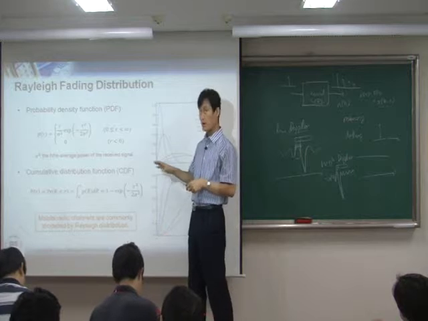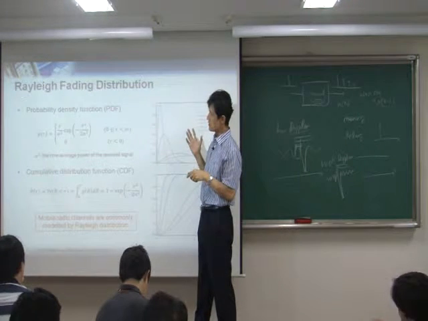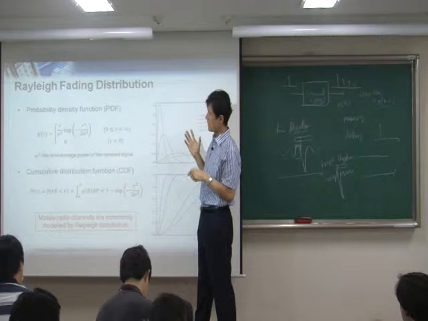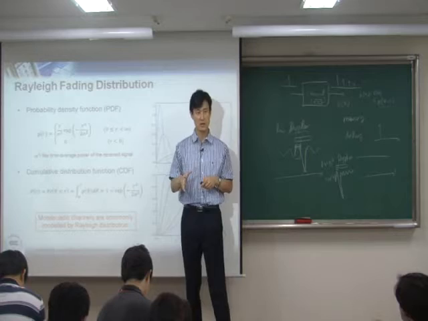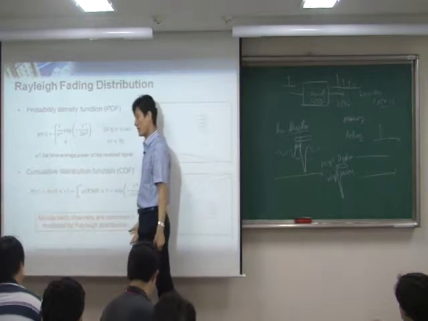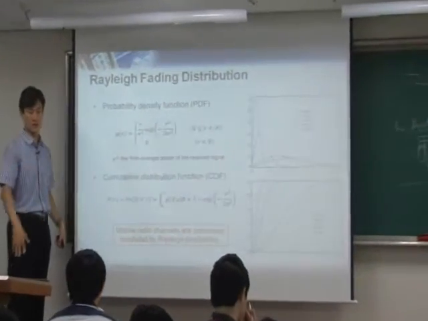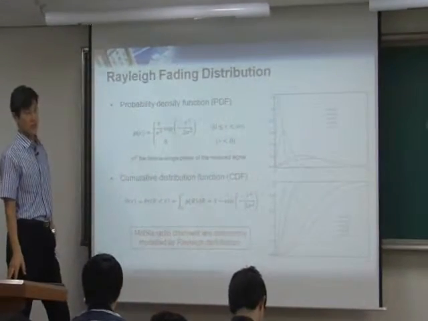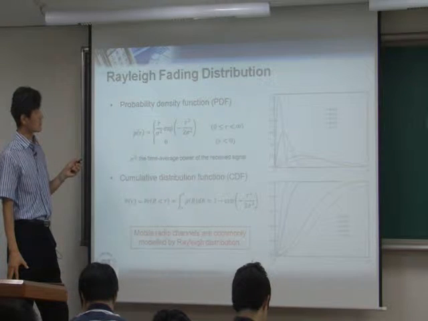Now I want to talk a little bit about these things. You keep hearing and you keep reading this Rayleigh fading distribution or Rayleigh fading channels, somewhere in the research paper. Pretty much every paper about wireless communication, they talk about Rayleigh fading or some other fading channel. So now we want to understand what it is. Okay, so here's what it is.